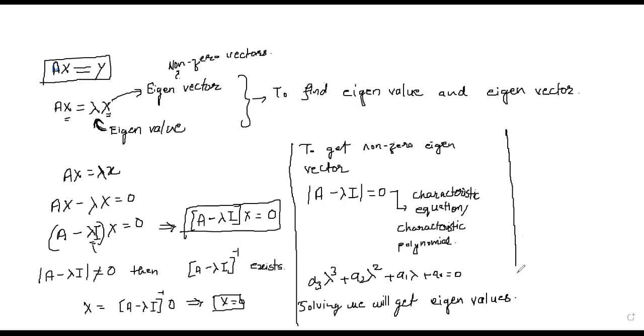So, half of the problem is solved now. What is the half of the problem? We have the matrix A given. What we need to find is eigenvalues and eigenvectors. So, we can write down the characteristic polynomial. We'll solve the characteristic polynomial, we'll get the eigenvalues. Now, to find eigenvectors, say you got lambda 1, lambda 2, and lambda 3 as the 3 eigenvalues. How will you find the eigenvector?